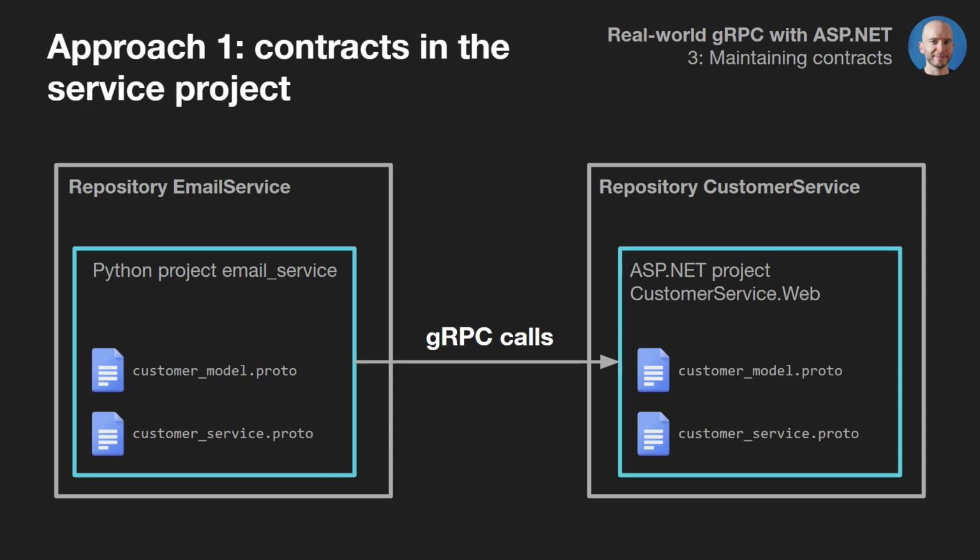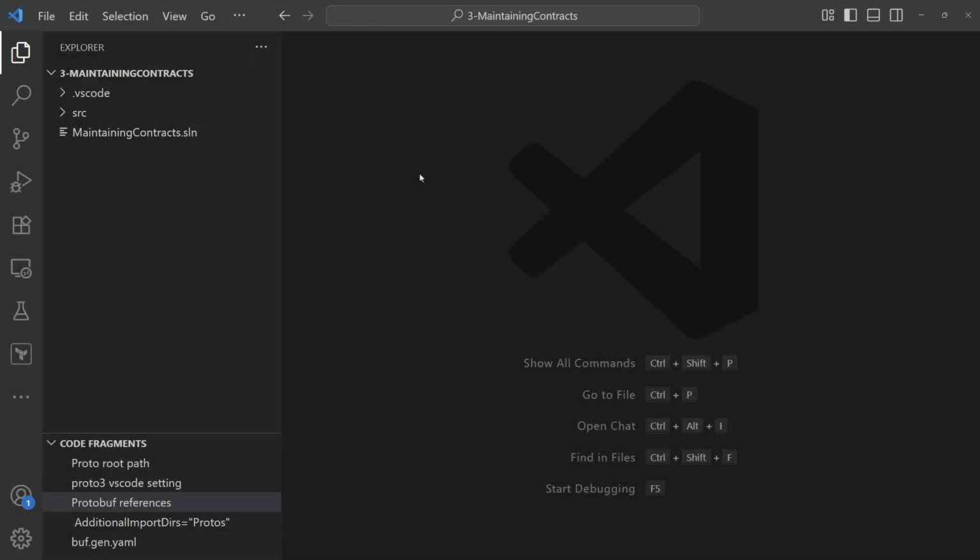The diagram shows this setup for a service called customer service implemented in ASP.NET, which is used by another service called email service implemented in Python. In order to be able to send the gRPC calls, the Python service also needs the same contract files to be able to create the client objects. We also used this approach in the example in the previous video, where we had one single proto file.